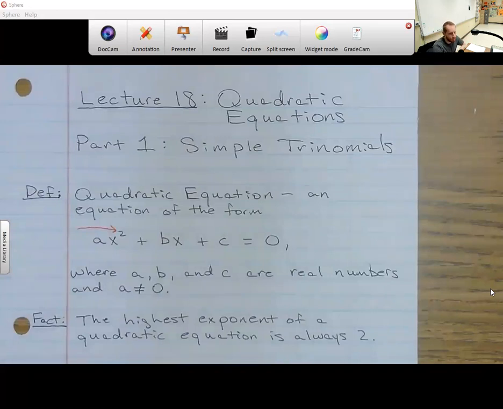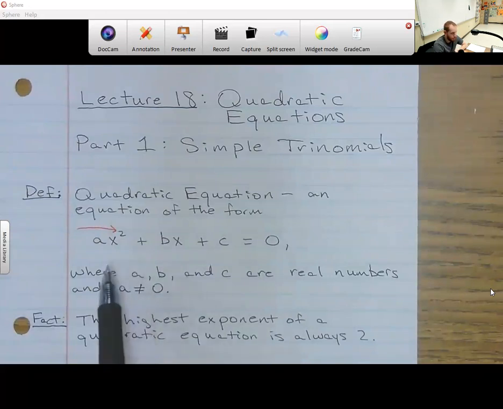If the highest exponent was not 2, like let's say, for example, the highest exponent was 3 instead, then if the exponent is 3, then that's not quadratic anymore. You're dealing with a cubic equation at that point. And we're not going to be discussing those in this course. But quadratic equations, the highest exponent is always going to be 2.